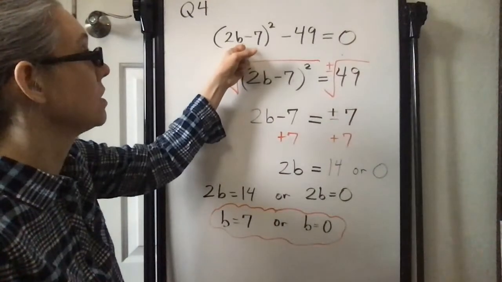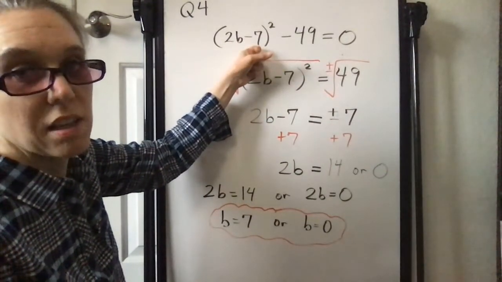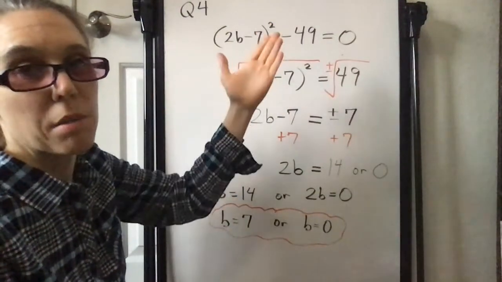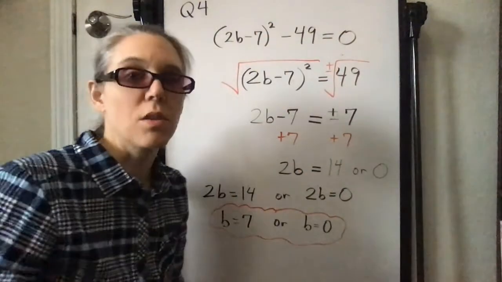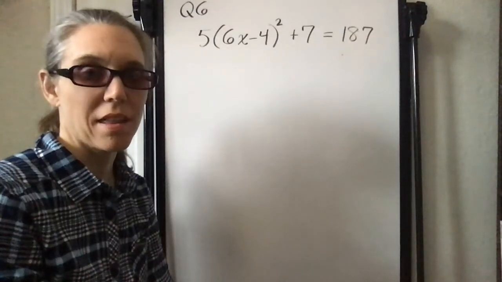2 times 0 is 0. 0 minus 7 is negative 7. Negative 7 squared is positive 49. 49 minus 49 is 0. So then it works. Okay, question 6 from MyOpenMath.